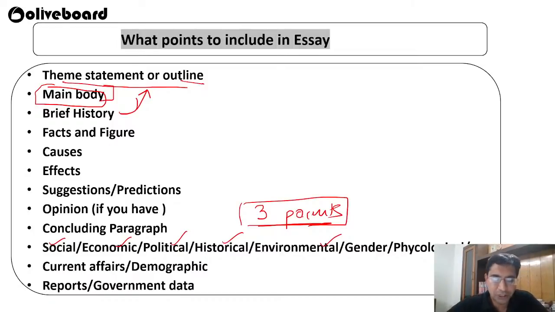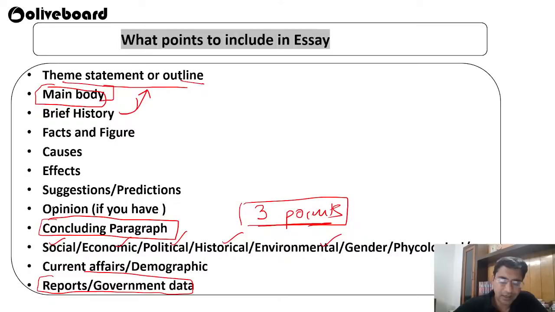You can talk about the social things, economics, political. So 3 paragraphs you can make on that. Regarding those 3 paragraphs, provide various types of details, examples, and then a concluding paragraph. And if anything current affairs related is there, you can tell that also in that essay. Reports and data you can put over there, right? After that you can have a concluding paragraph where you summarize all the things.